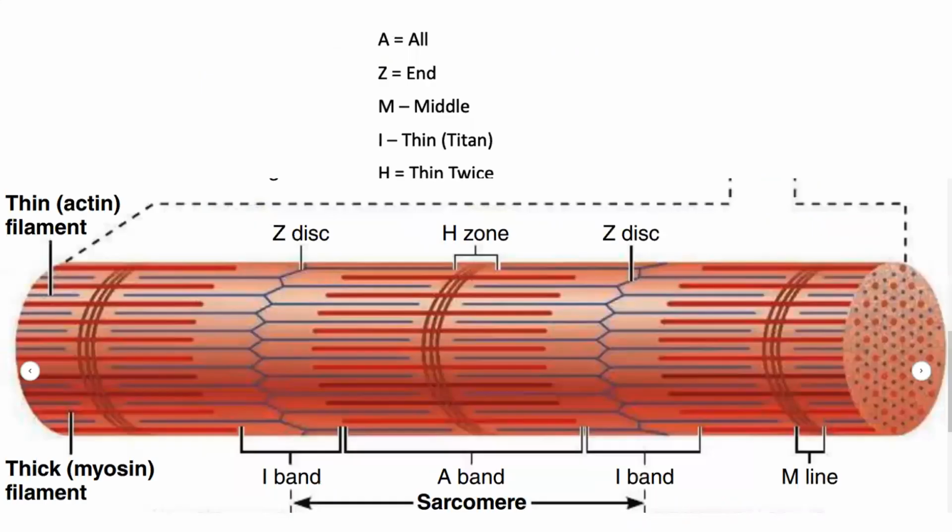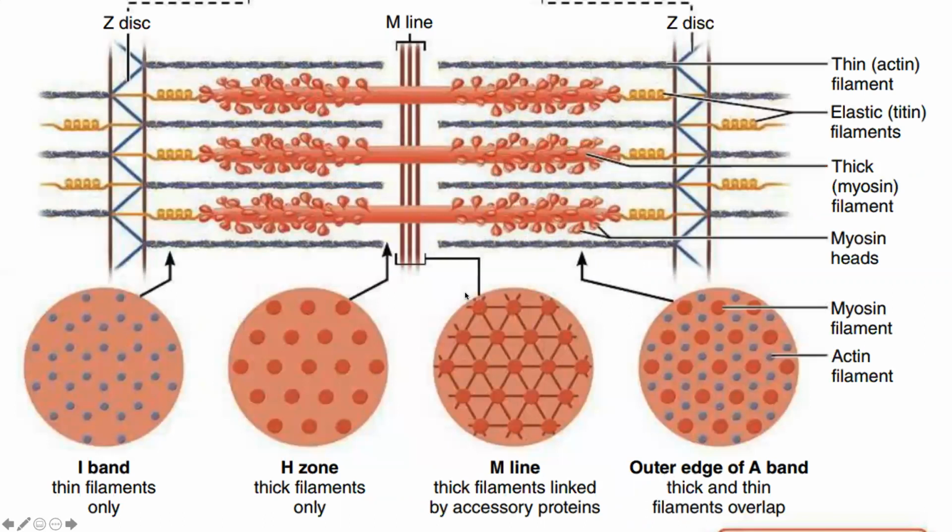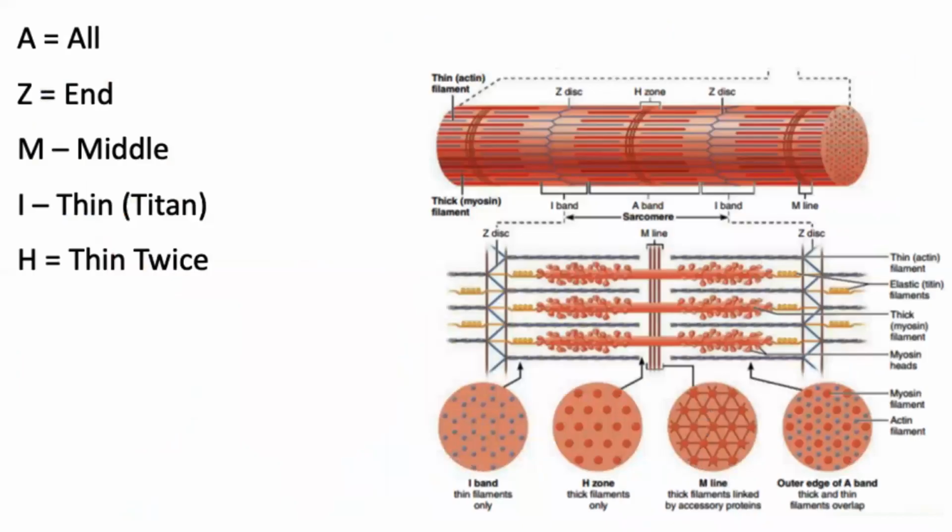So now this is the revision. A is for all, both actin and myosin. Z is the end. M is in the middle. I is thin, and therefore actin or thin filament. H is white, about twice the size of thin, and therefore it is myosin or thick filament. And this is the cross section, and that's the way we try to remember.